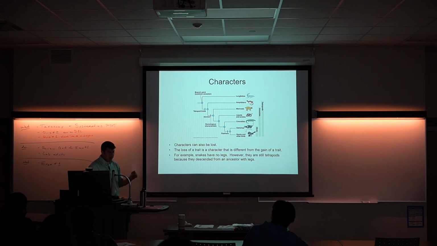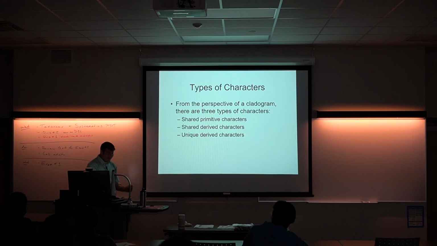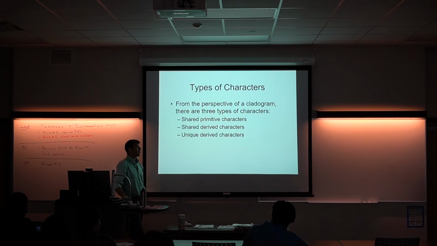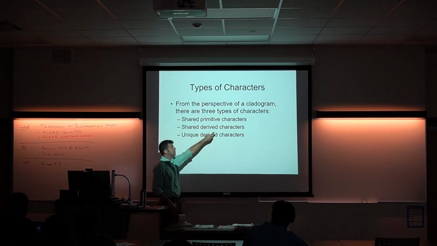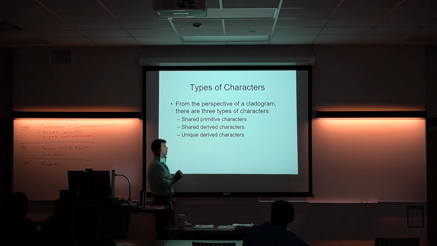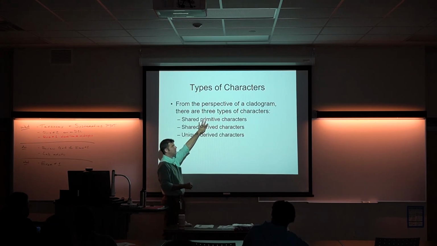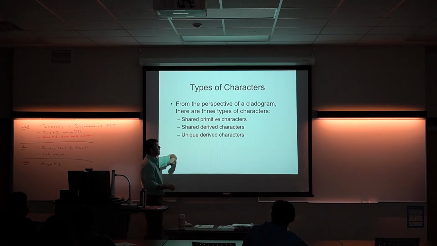So, we need to be able to ask the question, what was the primitive form and what is the derived form? That takes us into these terms. Shared primitive characteristics, which their name is pretty descriptive. These are characteristics that are going to be shared by every member in the group. So they've been around, they're very primitive characteristics, so everybody in the group has them.